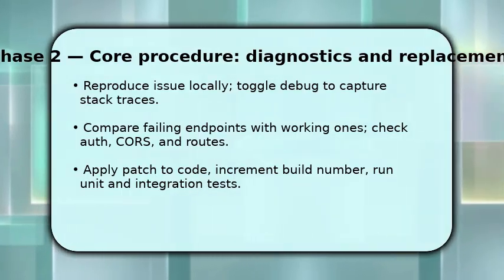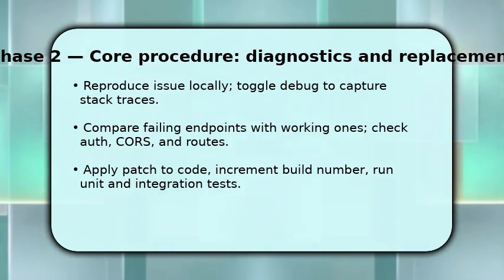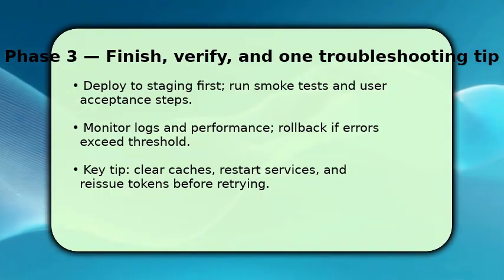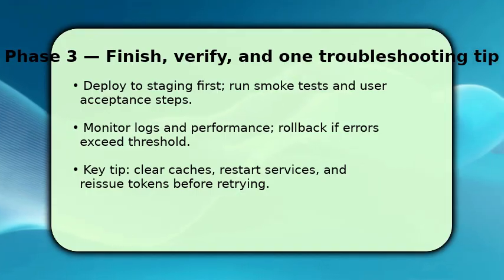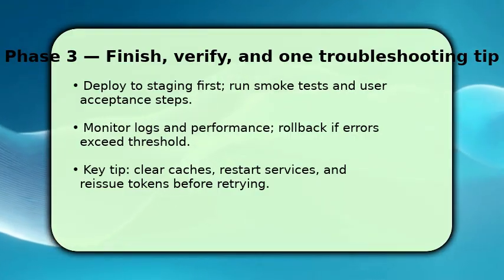You deploy the corrected build to staging and run quick smoke tests and user acceptance scenarios to confirm the issue is resolved. Once staging is green, deploy to production with monitored rollout and health checks. Make sure to watch logs and performance metrics. If errors spike or latency increases, roll back immediately.